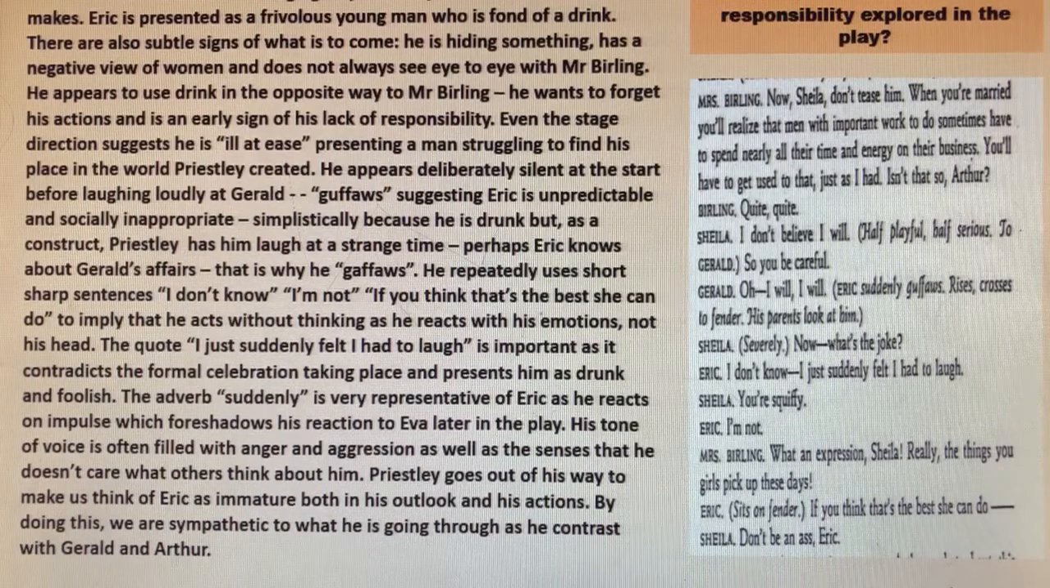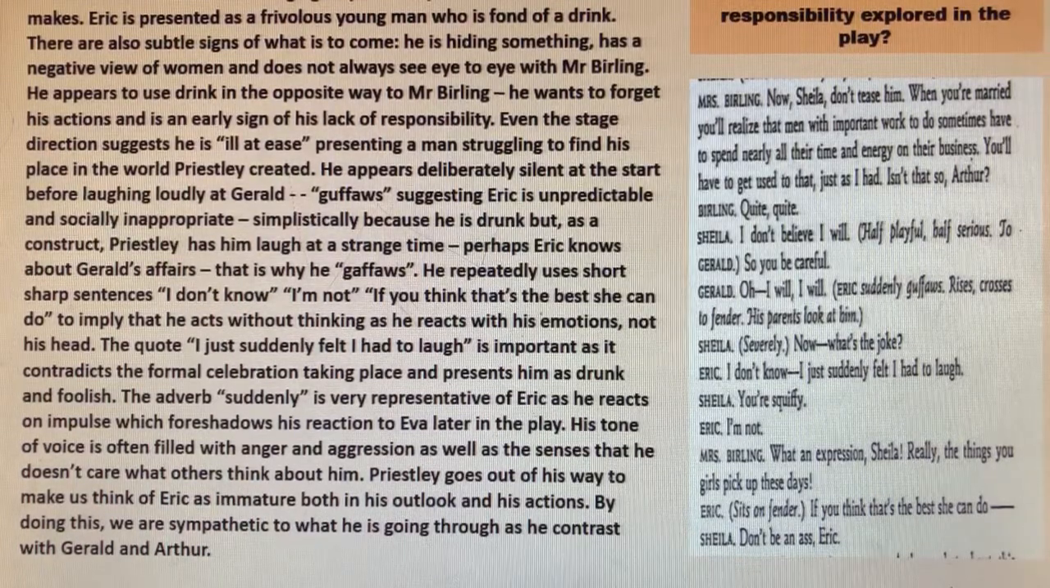He repeatedly uses short, sharp sentences. "I don't know, I'm not, if you think that's the best she can do," to imply that he acts without thinking, as he reacts with his emotions, not his head. The quote, "I just suddenly felt I had to laugh," is important as it contradicts the formal celebration taking place and presents him as drunk and foolish. The adverb, suddenly, is very representative of Eric as he reacts on impulse, which foreshadows his reaction to Eva later in the play.